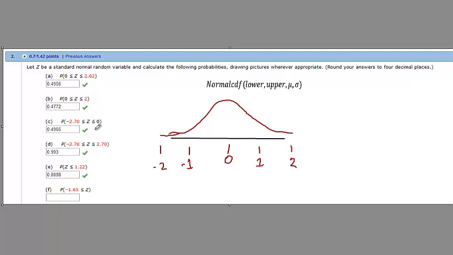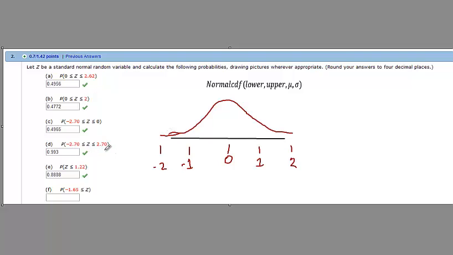For problem C, once again, normal CDF, lower limit negative 2.7, upper limit 0. The mean, because it's a standard normal Z, is 0. Standard deviation is 1.